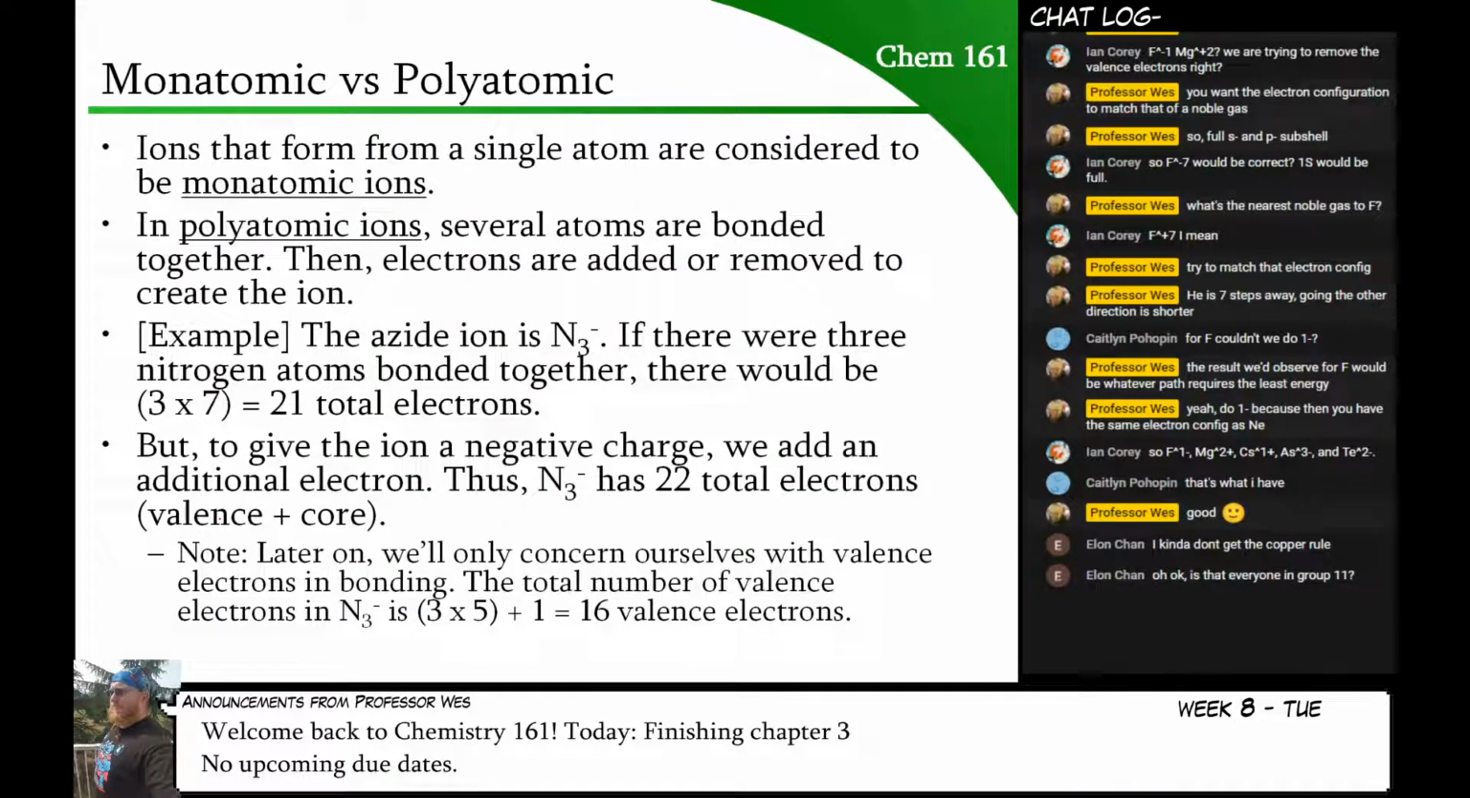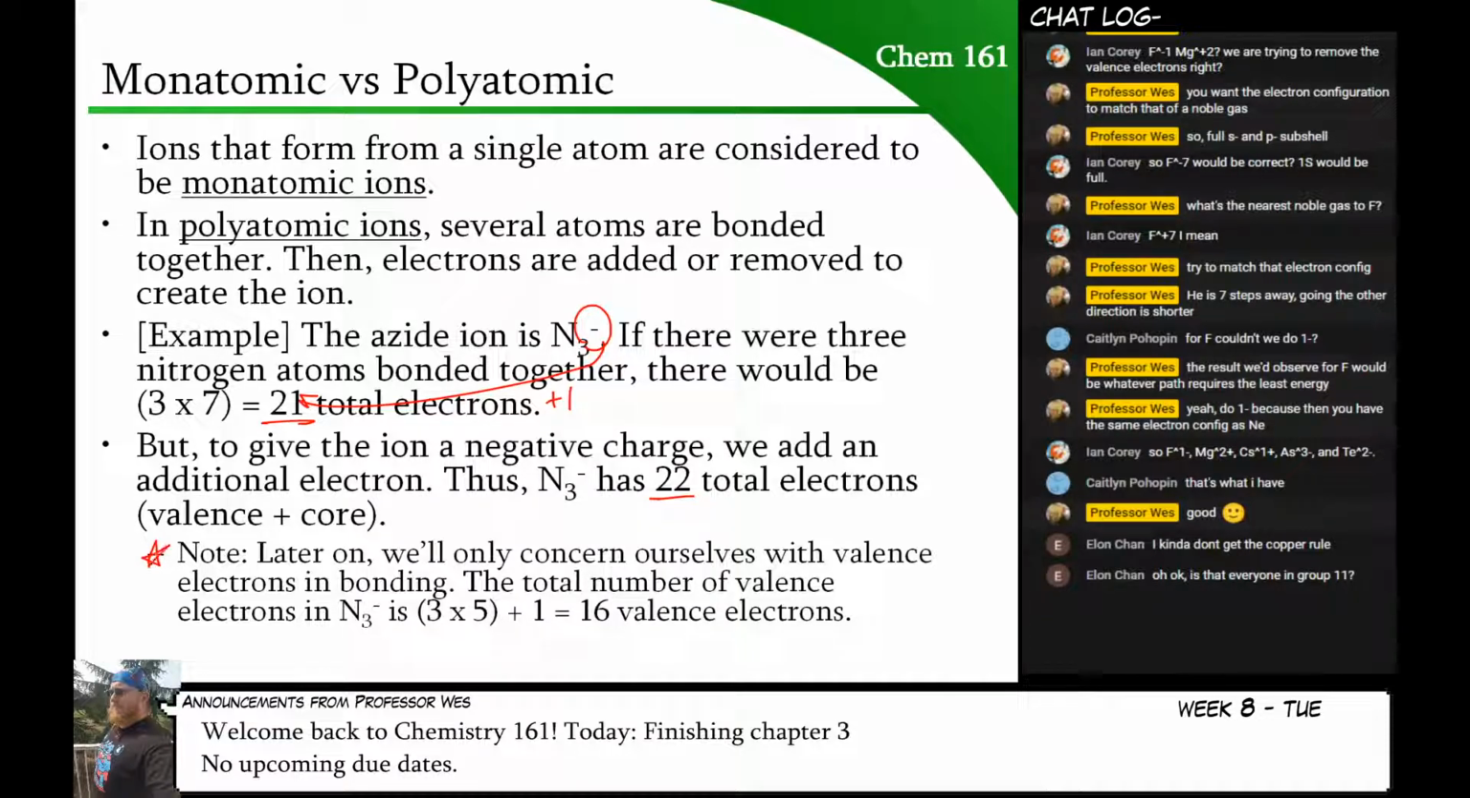This slide is just talking about counting electrons. So if I had N3, I would have 21 electrons because there are 3 nitrogen atoms together. But putting this extra electron in here would increase this number by +1, which is how we get 22. So you can count total electrons on molecules or polyatomic ions or whatever.